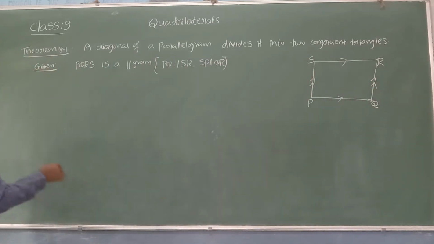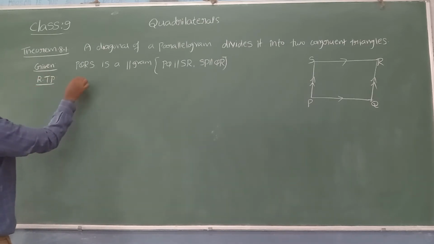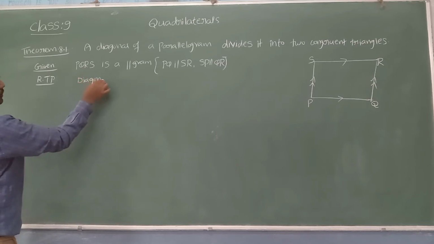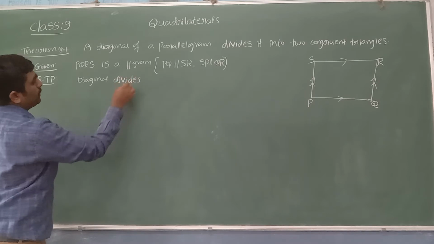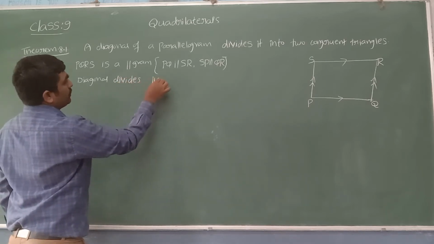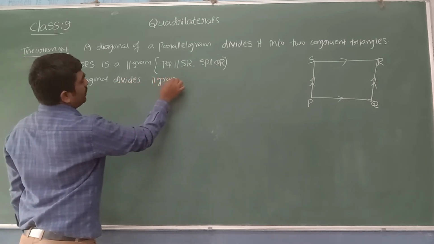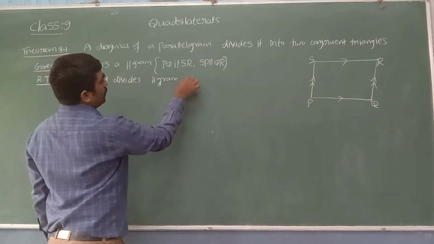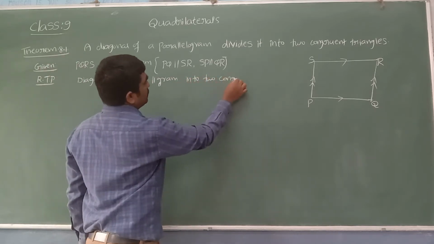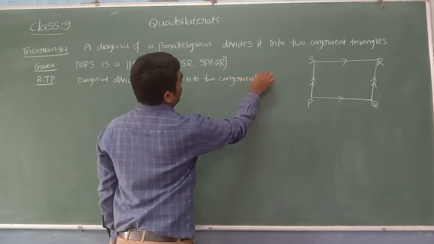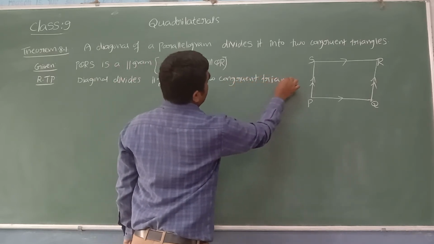Then what is required to prove? We have to prove that the diagonal divides the parallelogram into two congruent triangles.